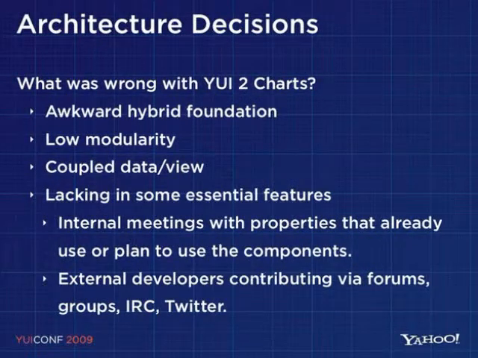So the first question, like I said, we're going to ask is what was wrong with the YUI2 charts? Well, awkward hybrid foundation is one thing. The modularity was exceptionally low, it was just a few modules, and then they had a bunch of styles and parameters and properties you could configure. But in terms of working with individual components, that wasn't really an option in YUI2 charts. The data and the view were coupled, so you basically passed the data provider directly to the chart, which was also your view of the component, and that didn't really make for great interaction for the developer. It was a little confusing, and you couldn't really deal with data on a more granular basis. And it was lacking in some very essential features, as we found out.